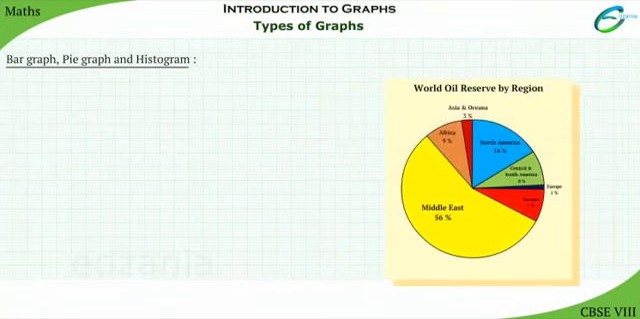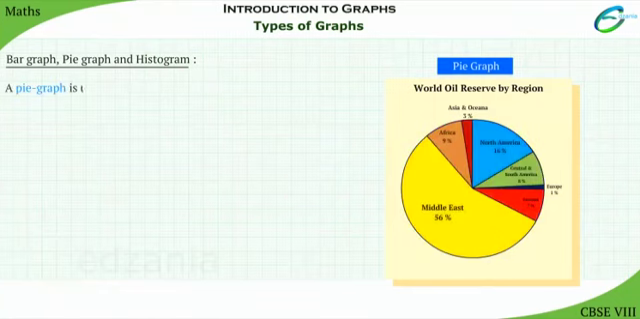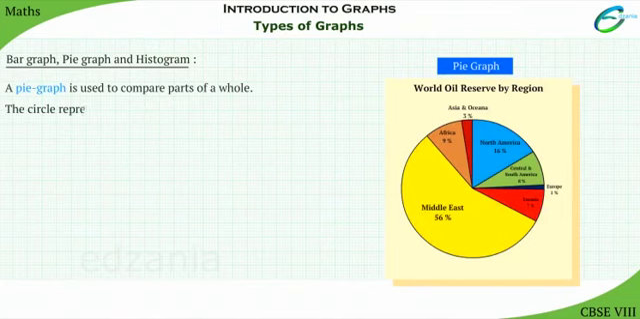Now look at the graph shown here. This is a pie graph or a circle graph. A pie graph is used to compare parts of a whole. The circle represents the whole. This pie graph gives the percentage of oil reserves by region.